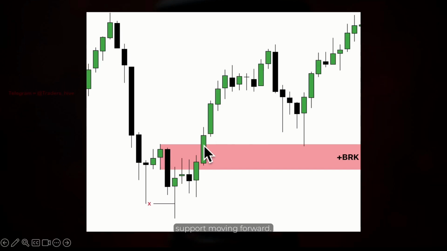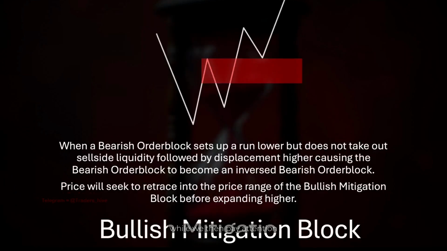Notice that when it comes to this delivery which takes place, you can also see that a bullish fair value gap formed throughout the run above this high. When we then pay attention to the bullish mitigation block, what you can see is that the bullish mitigation block forms when a bearish order block sets up a run lower, but does not take out sales liquidity, followed by displacement higher, causing the bearish order block to become an inverse bearish order block. Price will seek to retrace into the price range of the bullish mitigation block before expanding higher.